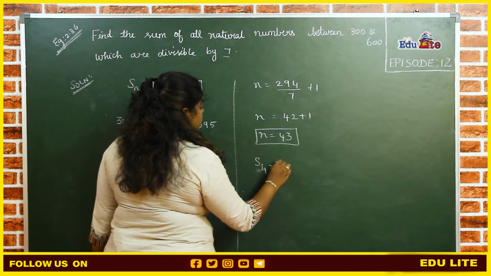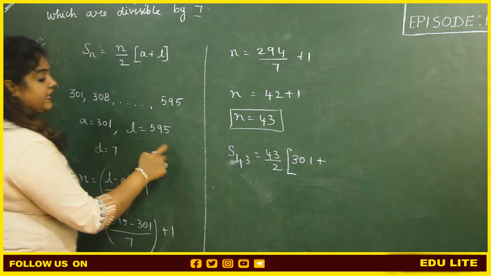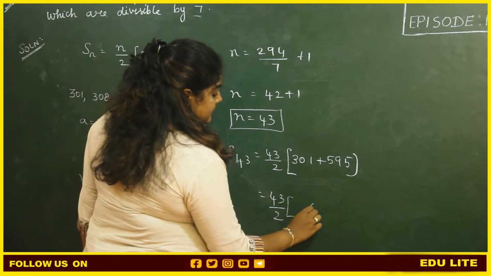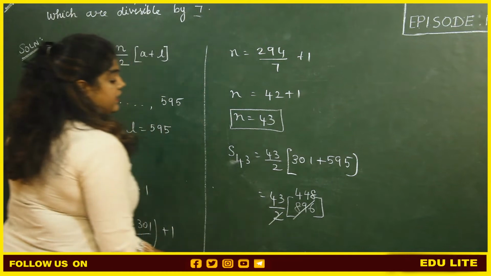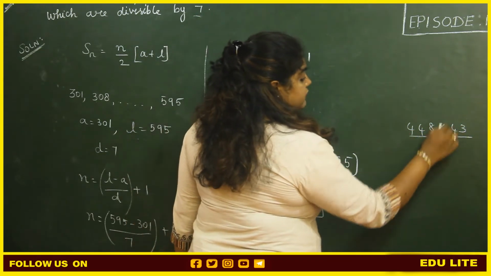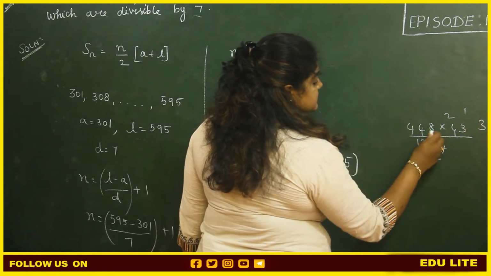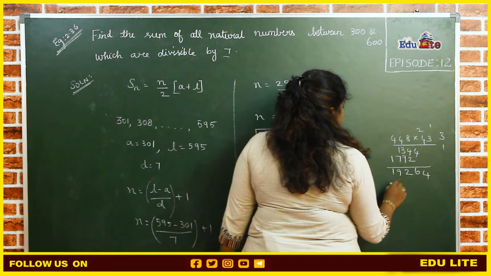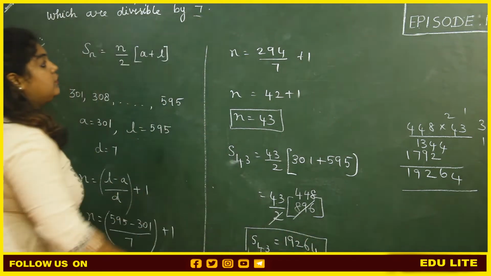Therefore, Sn, that is S43, is equal to 43 by 2 into the value of a, 301, plus the value of l, 595. So 43 by 2 into (301 plus 595), which is 896. We can cancel this to get 448. We have to multiply 43 into 448. So S43 is equal to 19,264. Thus we have found the sum to n terms of the problem.